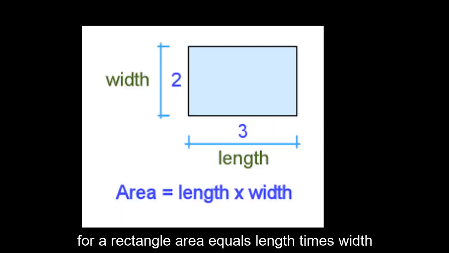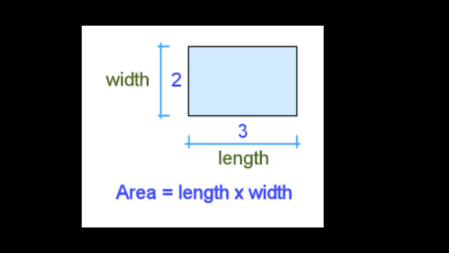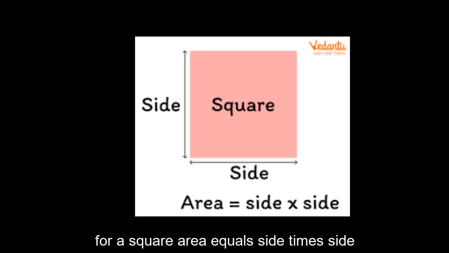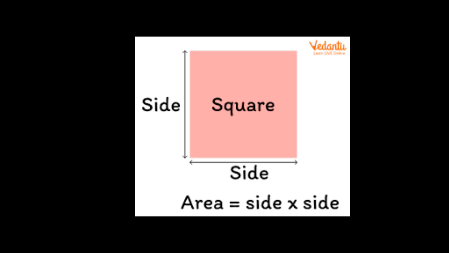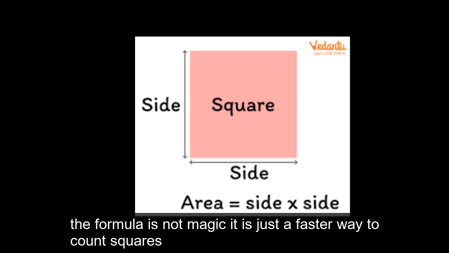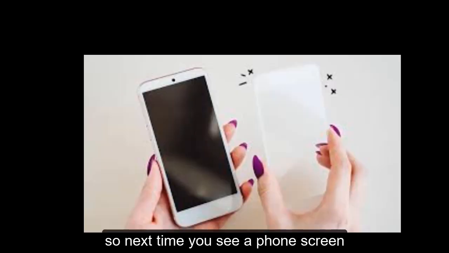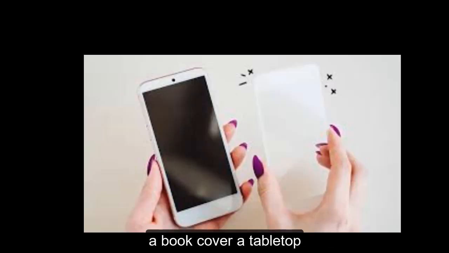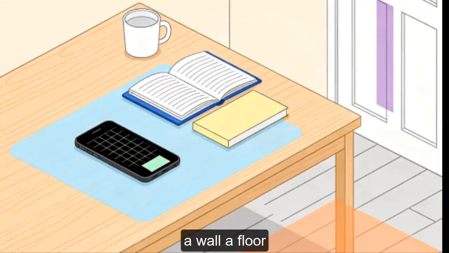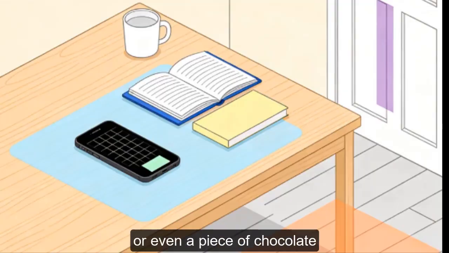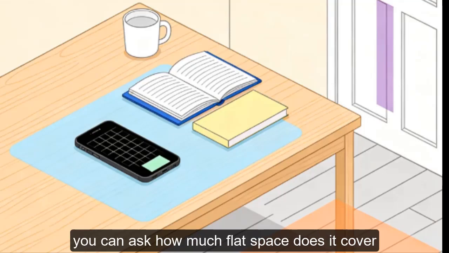For a rectangle, area equals length times width. For a square, area equals side times side. The formula is not magic. It is just a faster way to count squares. So next time you see a phone screen, a book cover, a tabletop, a wall, a floor, or even a piece of chocolate, you can ask, how much flat space does it cover?